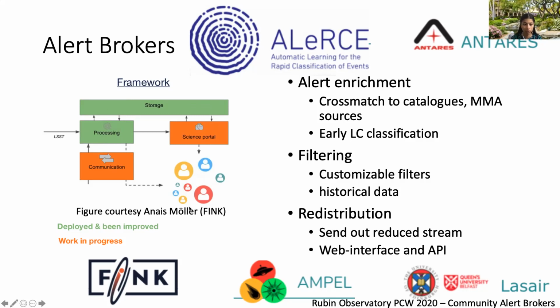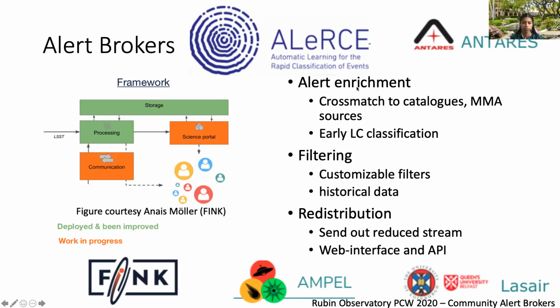And the main need for this is, well, alert enrichment, filtering, and redistribution. So the idea is that the scientific community not only wants to receive the alerts of different objects that would help build up the light curve, but they also want to know more about the objects themselves in order to perform their science.